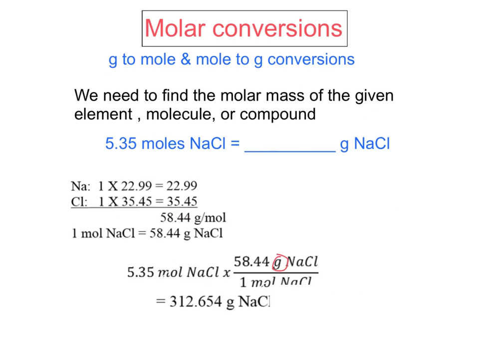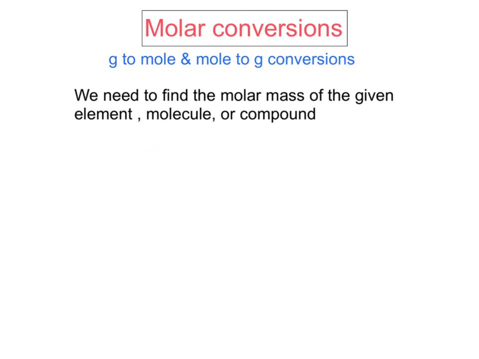You should get 312.654 grams of sodium chloride. But in order to get the correct answer, you need to also have the correct sig figs. Remember, whatever you start with is whatever you end with. And so when we do the round, your final answer should be 313 grams of sodium chloride. So in the previous example, we went from moles to gram. So in this example, we're going to go from grams to moles.